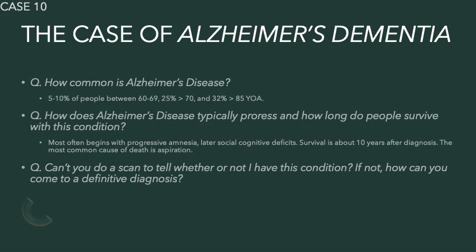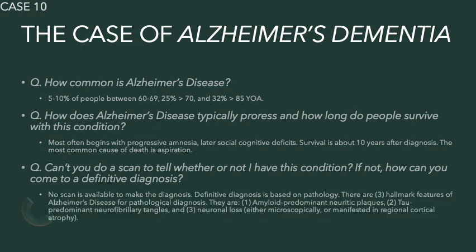Can't you do a scan to tell whether or not I have this condition? If not, how can you come to a definitive diagnosis? No scan is available to make the diagnosis. Definitive diagnosis is based on pathology. There are 3 hallmark features of Alzheimer's disease for pathological diagnosis. They are, number 1, amyloid predominant neuritic plaques, number 2, tau predominant neurofibrillary tangles, and number 3, neuronal loss, either microscopically or manifested in regional cortical atrophy.